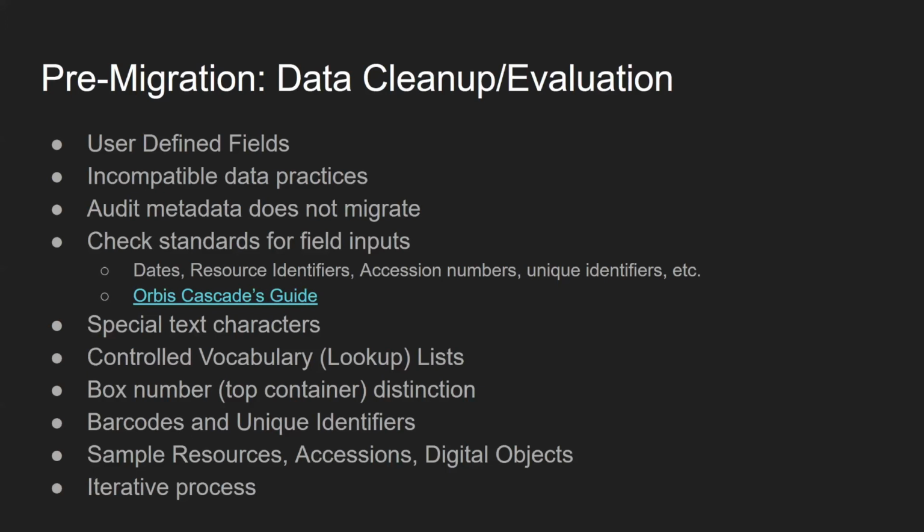If after evaluating your data, you are pretty satisfied with where it is, then make sure to pick out a selection of resources, accessions, and digital objects that you know are weird and normal. It's almost impossible to examine all of the data being migrated between the systems. So choosing a sampling to take a closer look at can be helpful in determining what data to expect to clean up pre and post migration.